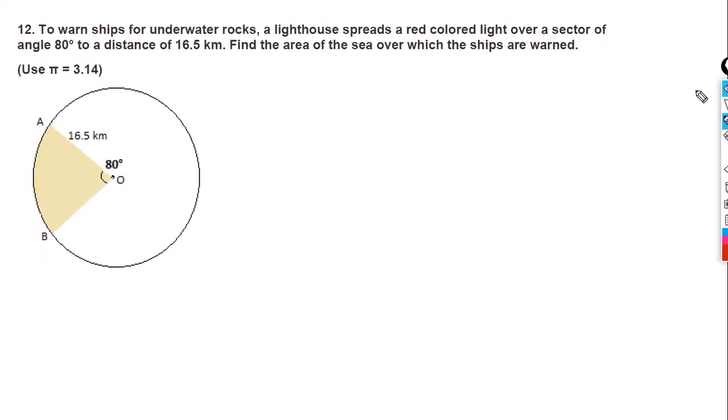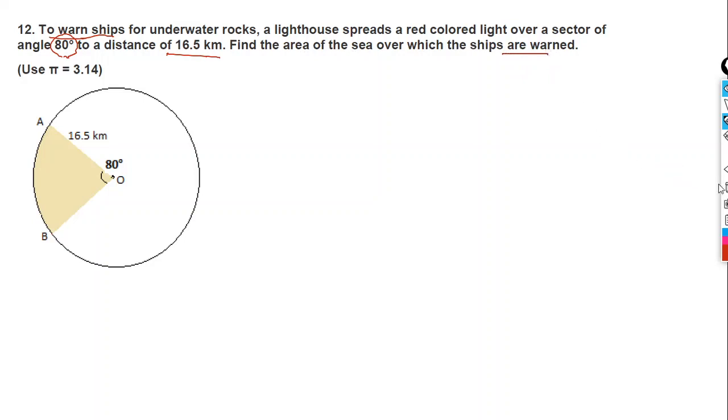Here we have ships. A lighthouse spreads a red color light over a sector of angle 80 degree to a distance of 16.5 kilometer, warning ships of underwater rocks. Find the area of the sea over which the ships are warned.